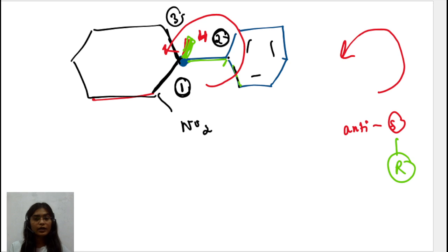Any problem with the R and S nomenclature? Yes, there are many rules for different molecules. These things we are going to cover in stereochemistry, but it's enough for today's class so that we are able to understand the stereochemistry behind the SN1 mechanism. Any problem in this R and S?